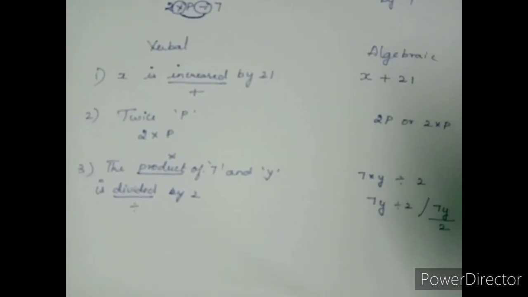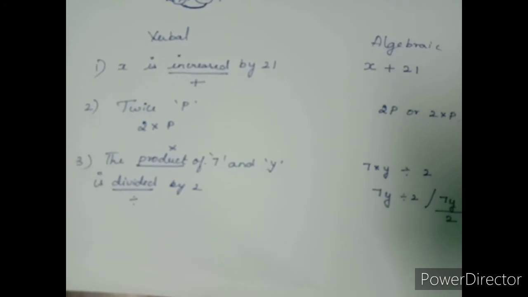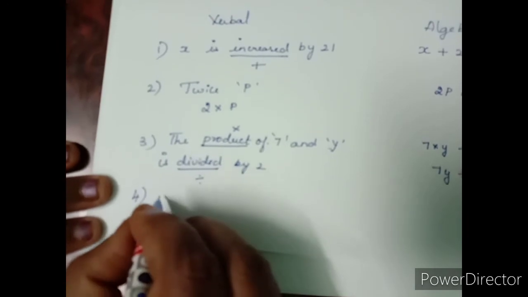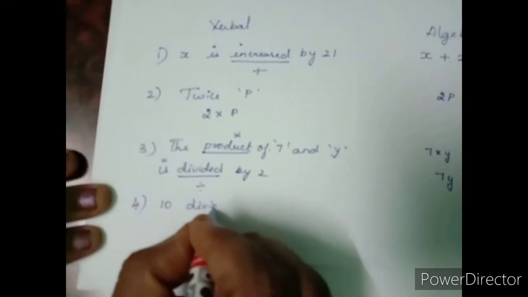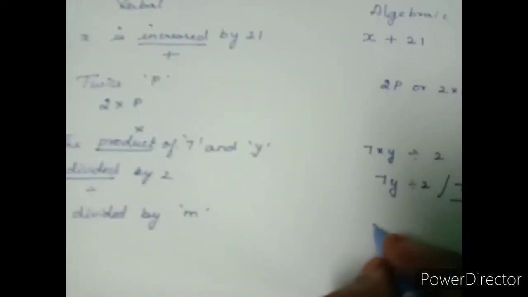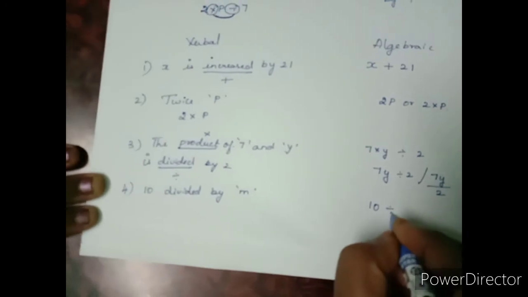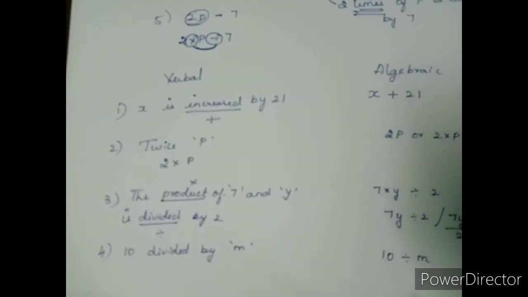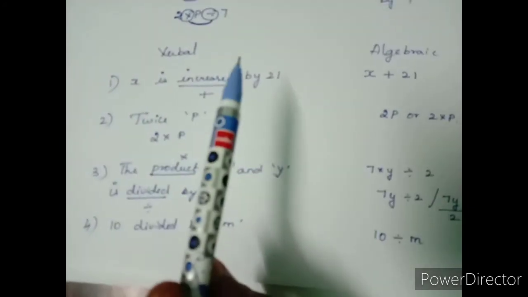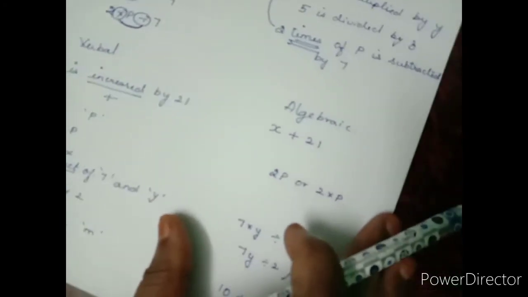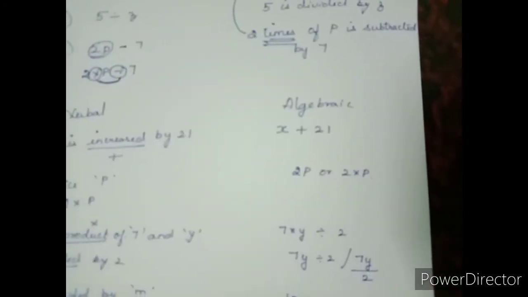So the next one, I'll go with another example here. See, 10 divided by m. So 10 is divided by m. This is very simple. So fine. So we have seen what is a statement and we have seen what are algebraic expressions and what is a verbal statement. Then we saw about the patterns in this topic.